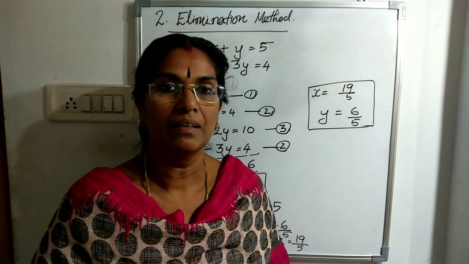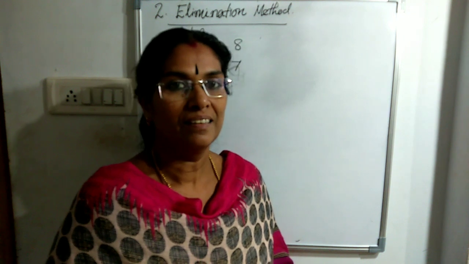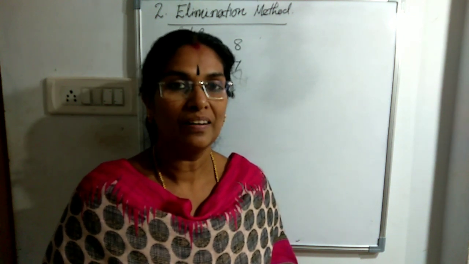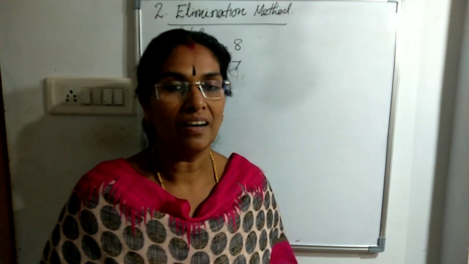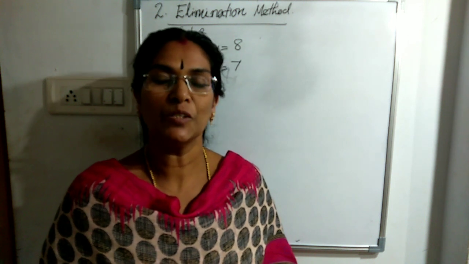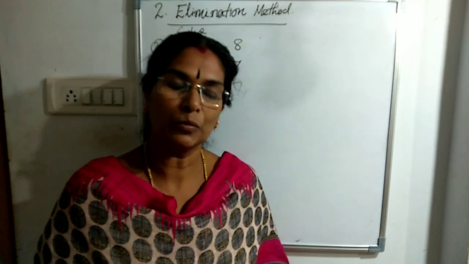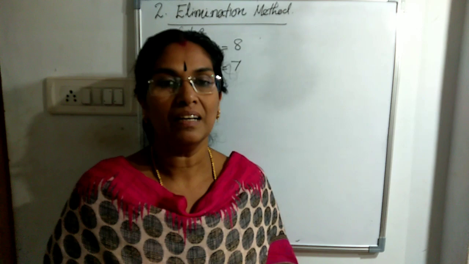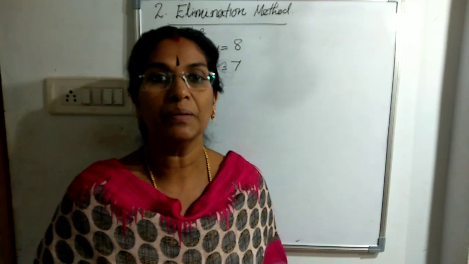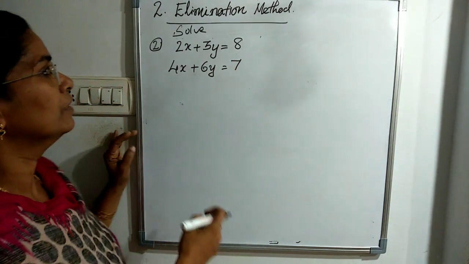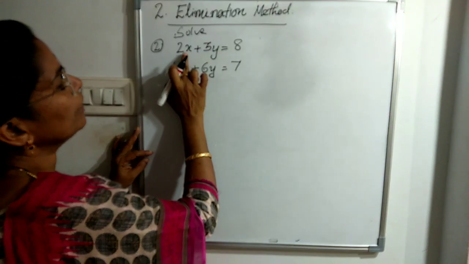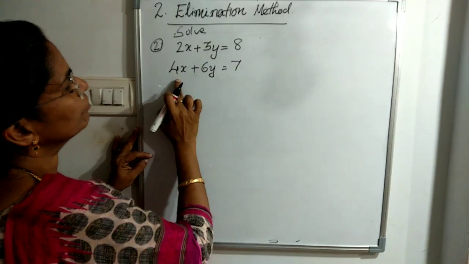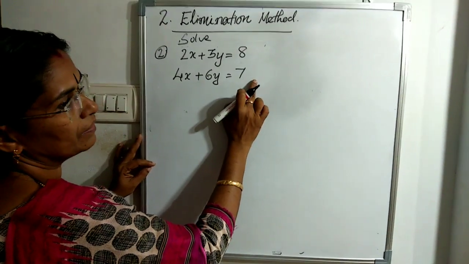Clear this one? Okay students, what did we say now? I said if it is a false statement, it means there is no solution. If it is a true statement, it means there are infinitely many solutions. From this example it will be clear for you. Solve 2x + 3y = 8, 4x + 6y = 7.